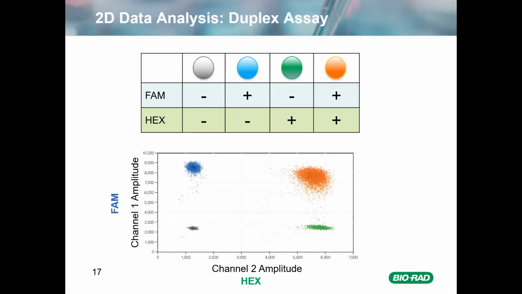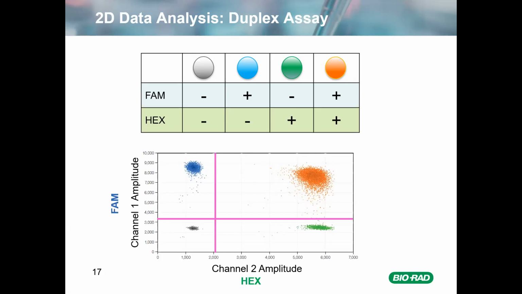Or we can look at this using a 2D plot where FAM is on the y-axis, HEX is on the x-axis, and then we have our 4 populations: our negative population, our droplets that are positive for our FAM target only, droplets that are positive for our HEX target only, and the droplets that by random distribution have both targets and therefore are dual positive. And then all we have to do is set our threshold lines and we calculate an absolute concentration for both targets.